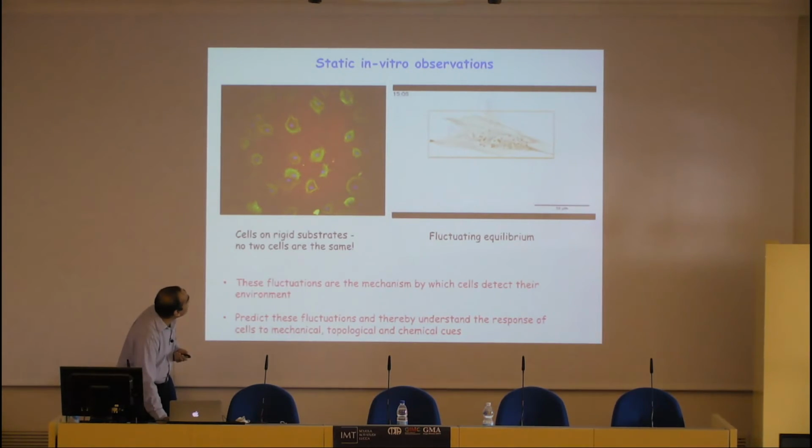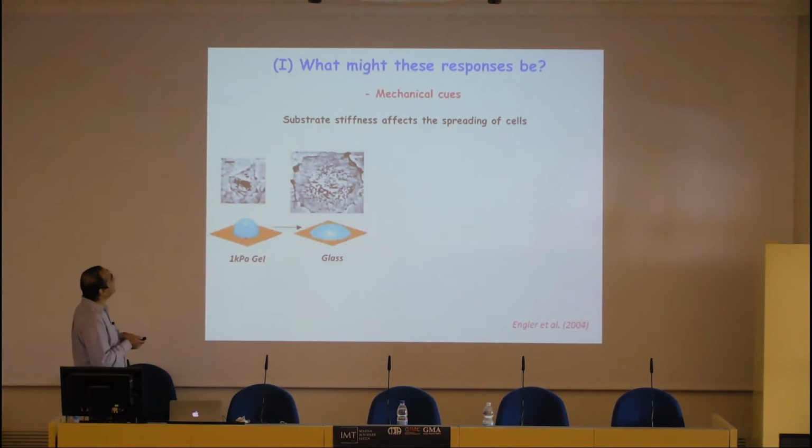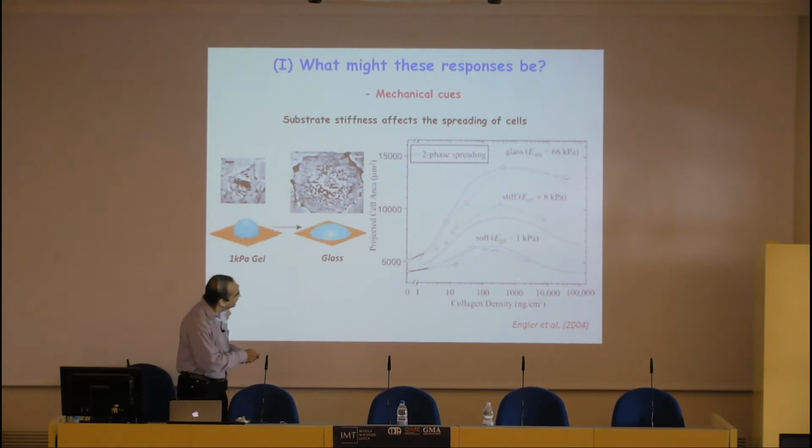So what are these responses that are very interesting? There are various cues, as the biologists would call them. So let's think of mechanical cues. These are experiments by Dennis Discher's group, old experiments, really. If you put cells on different stiffness substrates, this is a 1 kilopascal gel, and this is a glass substrate, what you see is that on the 1 kilopascal gel, the cell is rather contracted, while on the glass substrate, it's spread enormously. And this is captured in this plot here. If you just look at one collagen density and go upwards, this is the mean area of the cell on a soft substrate, but as you start increasing the stiffness of the substrate, the cell area increases.